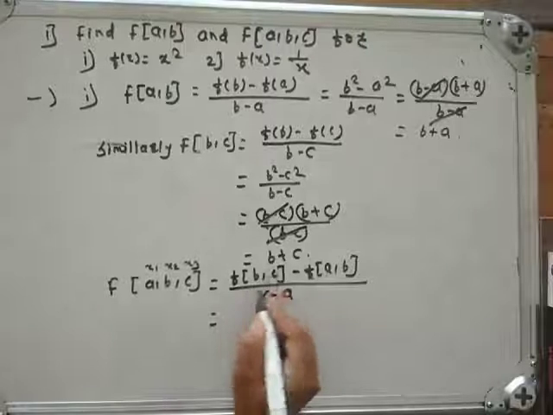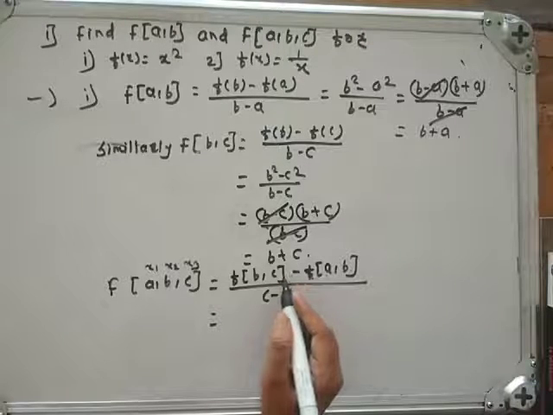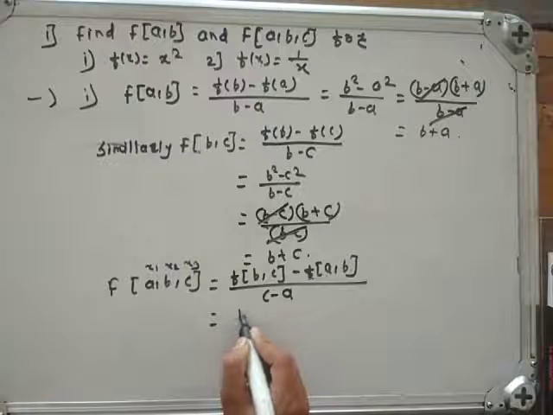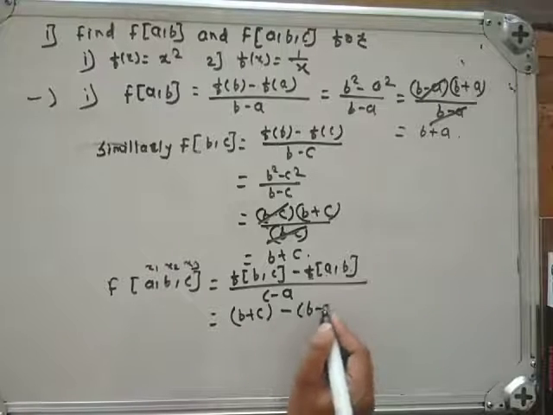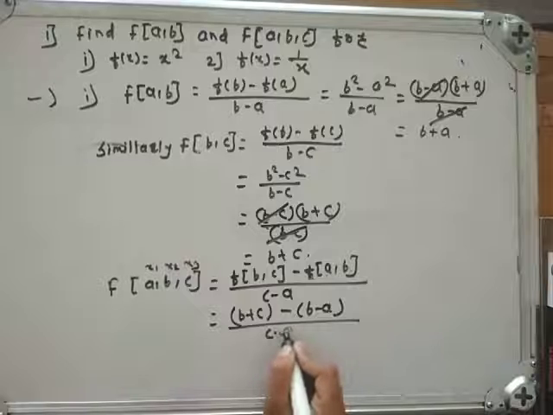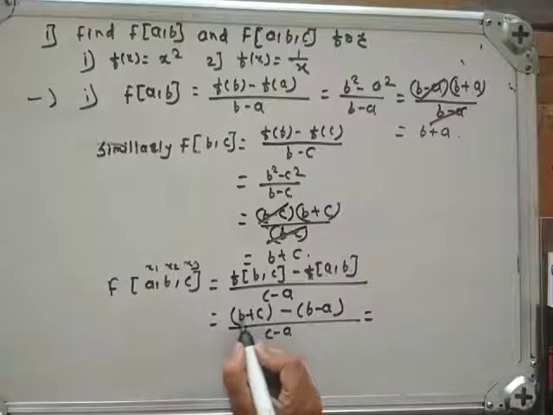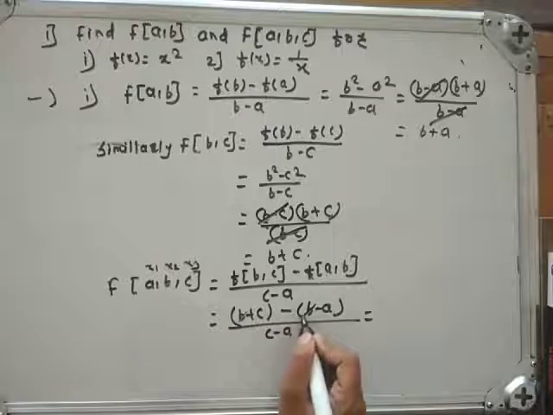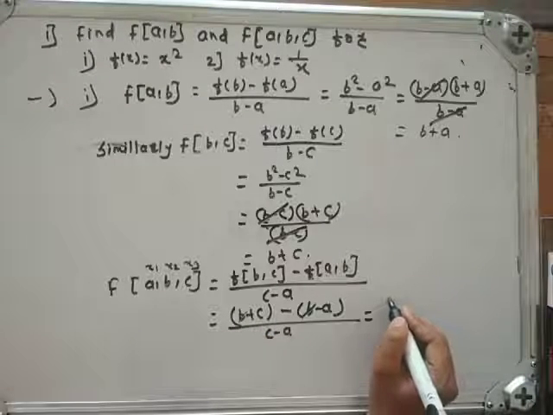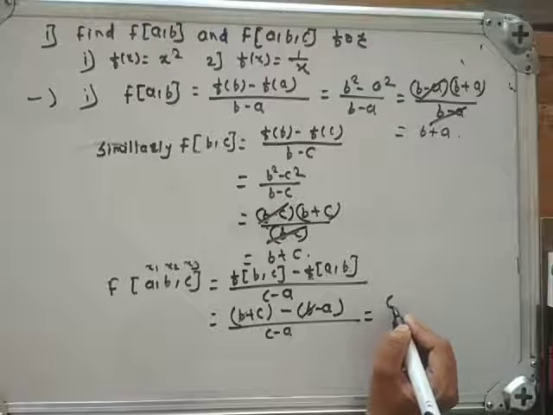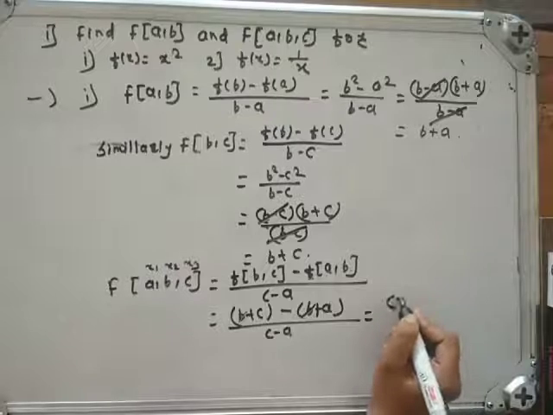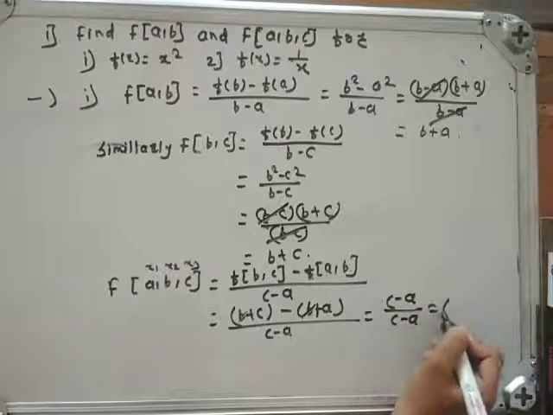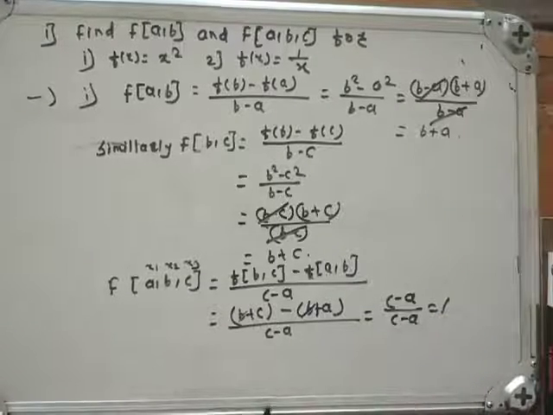Okay. What is f of BC? F of BC is B plus C, minus f of AB, which is B plus A, upon C minus A. Here B gets cancelled, so what remains is C minus A upon C minus A, which is equal to 1. F of ABC is equal to 1. Okay.